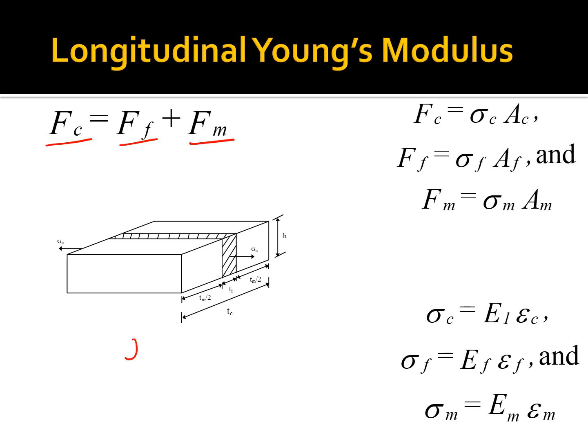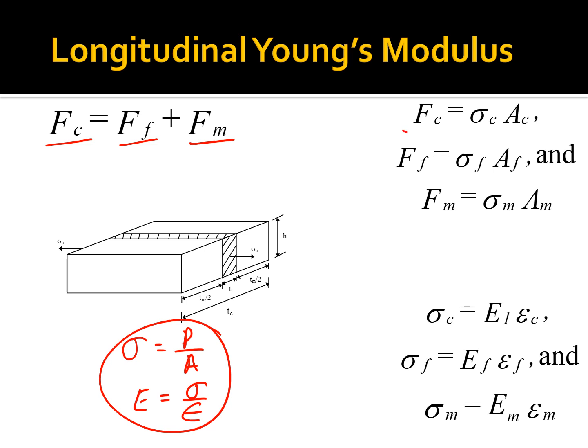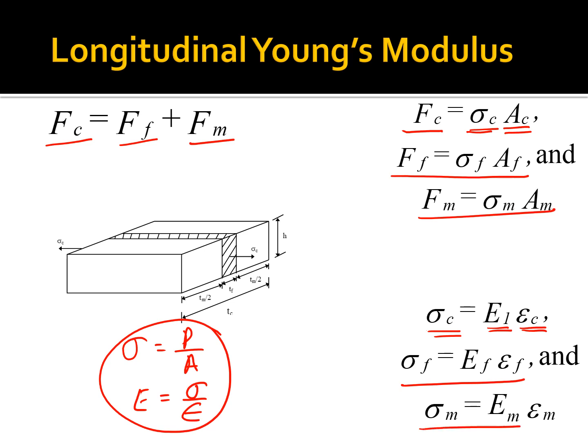We are familiar with simple relationships like sigma is P by A and sigma is equal to E epsilon. That's what we're doing here. The normal force in the composite is the normal stress in the composite times the corresponding area. Same thing for the fiber, same thing with the matrix. The normal stress in the composite is equal to E1, the Young's modulus in direction 1, times the strain in the composite, and we'll do the same thing for the fiber and the matrix. Now we're going to plug this in here, then plug in the stress relationships, and see what comes out of it.